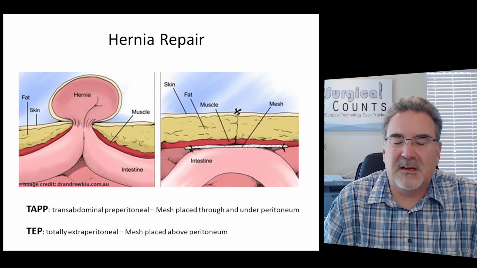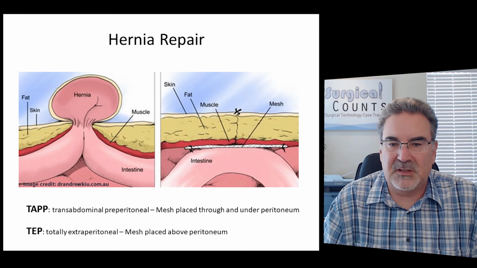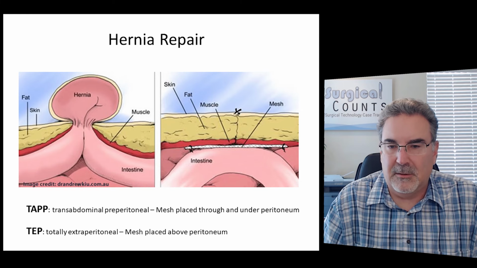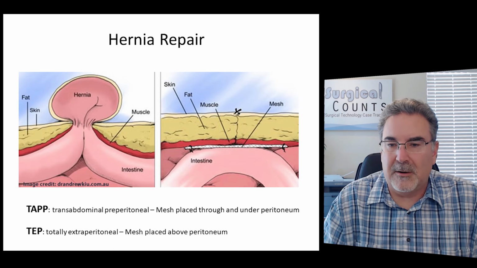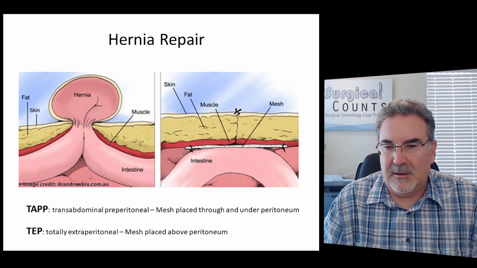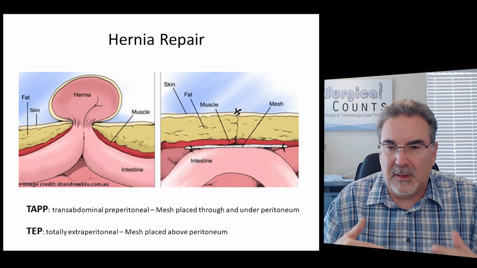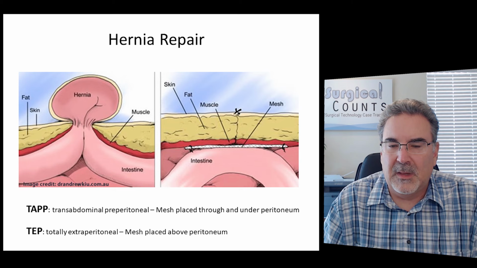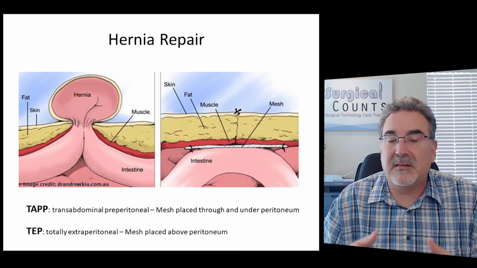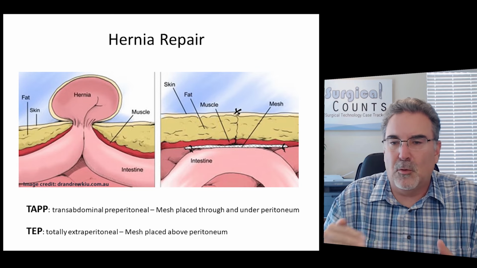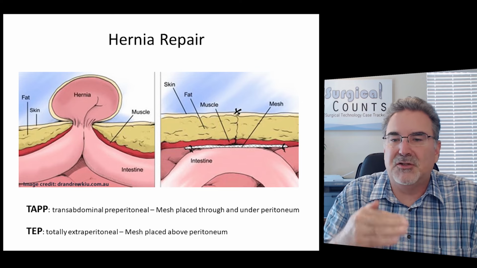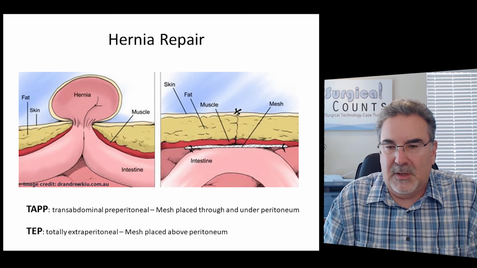Now, a couple of different ways, a couple of different methods of doing this you're going to hear. So we have the TAP, which is the transabdominal preperitoneal method, and that's where the mesh is going to be placed under or through the peritoneum. It's going to go on the underside of the peritoneum. The peritoneum being that smooth layer that lines the abdominal wall. A TEP, or a totally extraperitoneal mesh, is slightly different, only that the mesh is placed above the peritoneum, so away from the organs a little bit. So the organs still slide across the peritoneum, the mesh then placed between the peritoneum and the muscle.